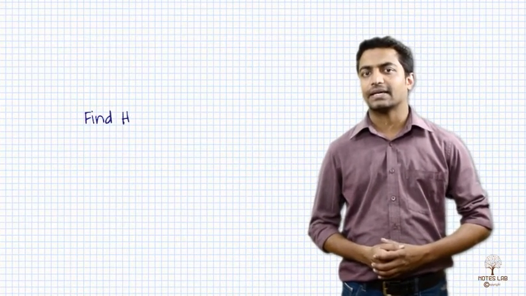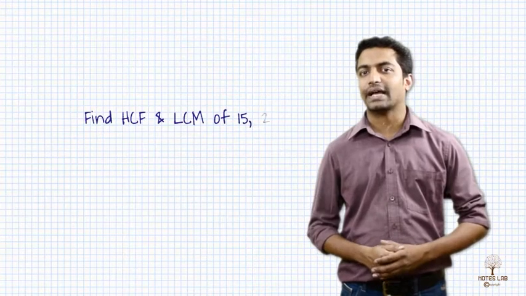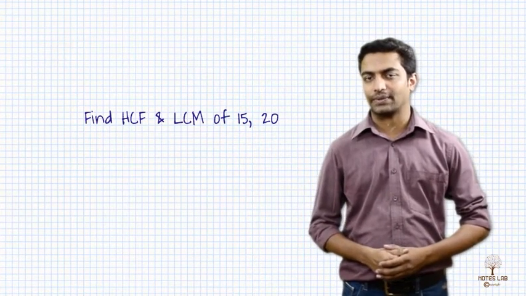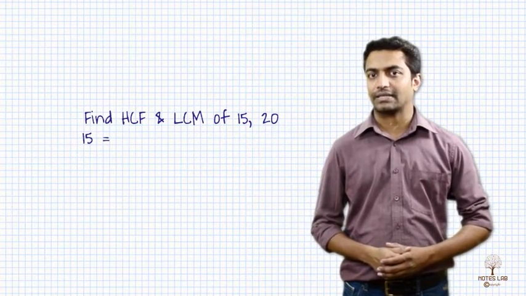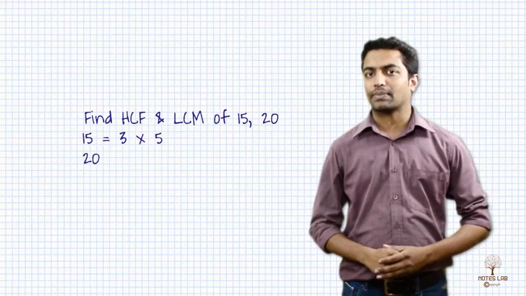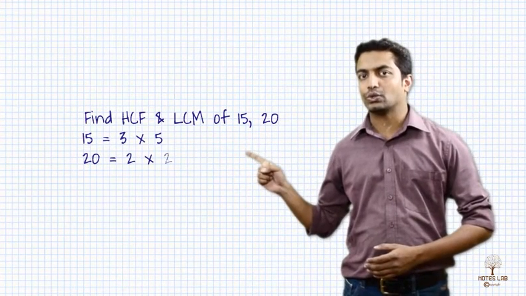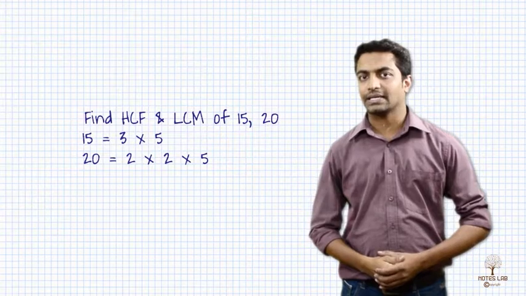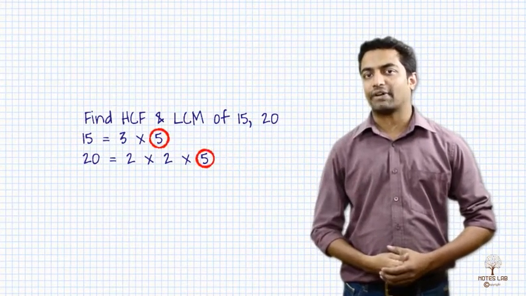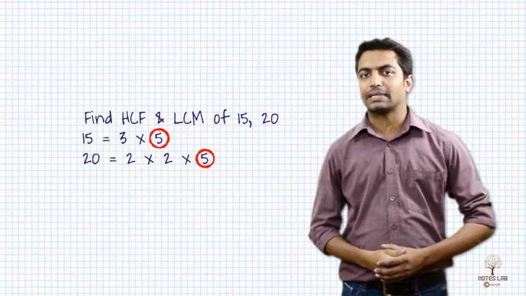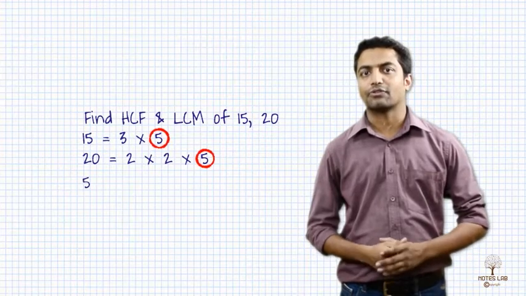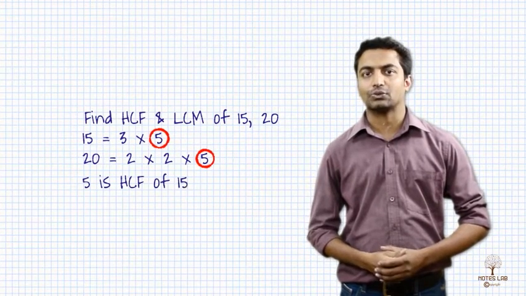Let us understand how to find HCF and LCM of two numbers with an example. Say we have to find HCF and LCM of 15 and 20. First step is to prime factorize 15 and 20. 15 can be prime factorized as 3 into 5. Then 20 can be prime factorized as 2 into 2 into 5. Clearly, common factors between these two prime factorizations is 5. Therefore, 5 is the biggest number that can divide 15 and 20 both. Therefore, 5 is HCF of these two numbers.